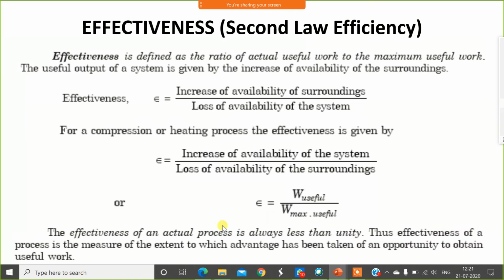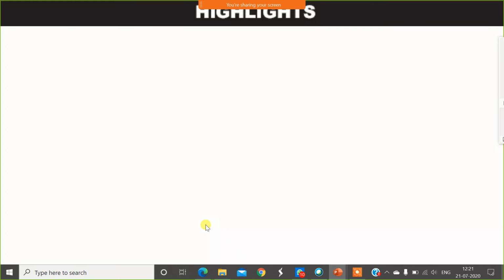Thus, the effectiveness of the process is the measure of the extent to which advantage has been taken of an opportunity to obtain useful work. Now, the next part is the highlights. Actually, we have completed this part, and these are the highlights. We'll see the highlights in the next lecture.